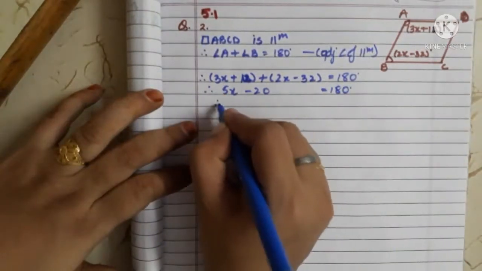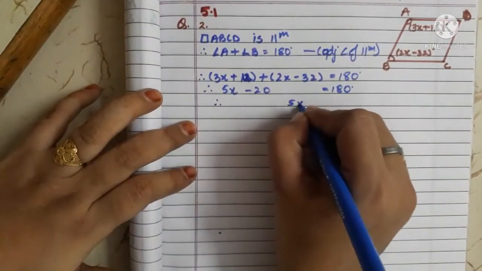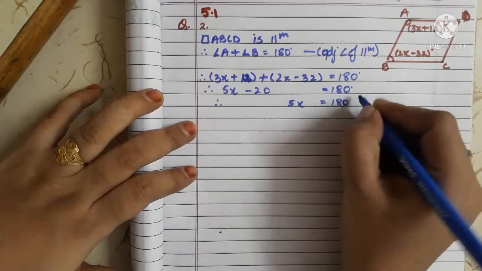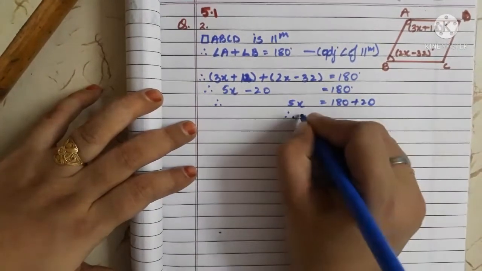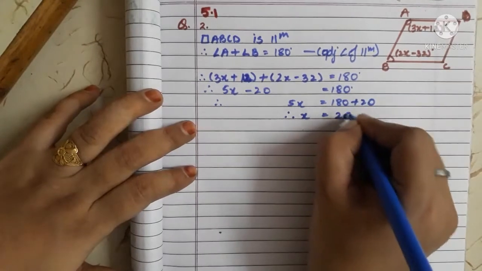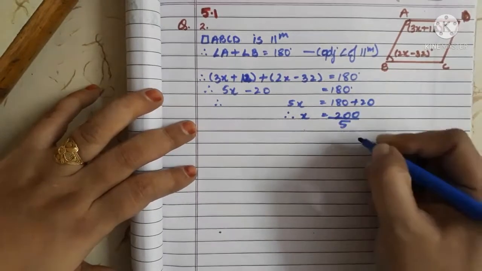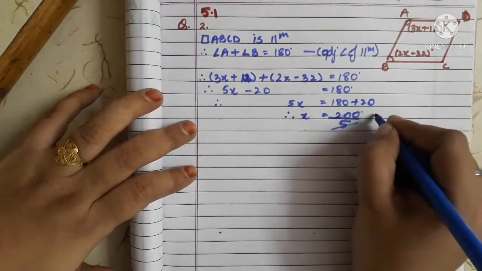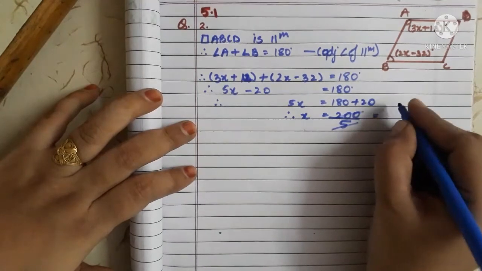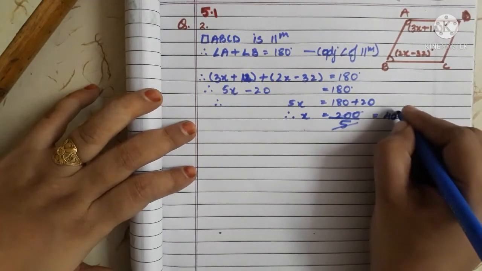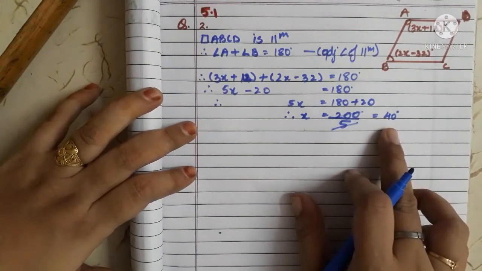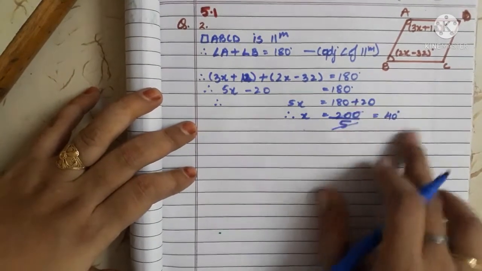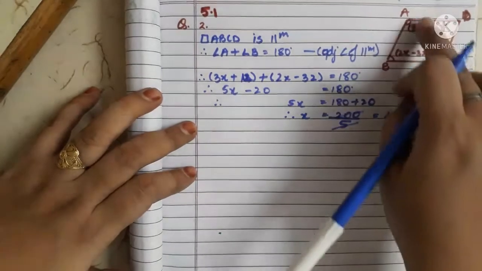Therefore, 5x will be equal to 180 plus 20. So we will get x is equal to 200 upon 5. After cancellation, we will get x is equal to 40. So first value we have got, that is x is equal to 40. Now we will substitute this value of x and find out A and B.